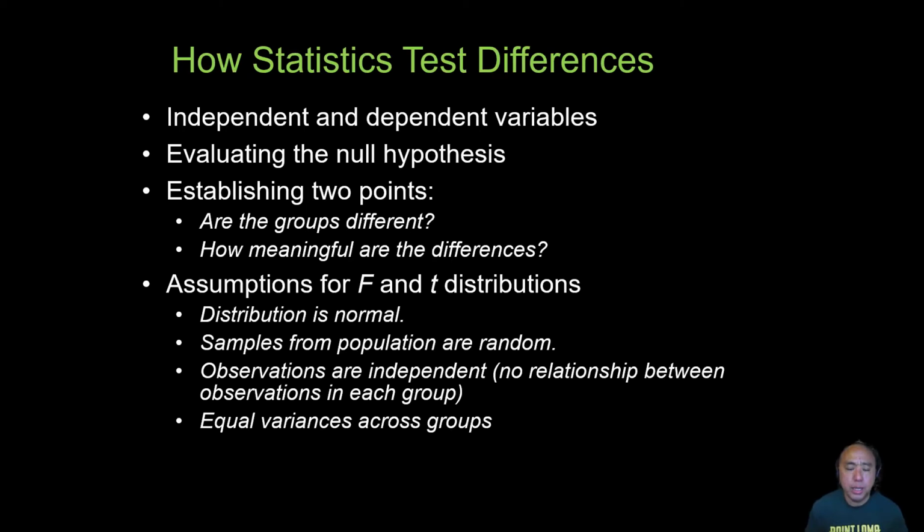So some assumptions when running a t-test or an ANOVA, if we're talking about the F distributions, we're just going to concentrate in this video on the t distribution. One, the distribution is normal, right? And it makes that nice bell-shaped curve. The samples that were drawn from the population were randomly done, or participants in our study were randomly assigned to certain groups. The observations are independent of each other.